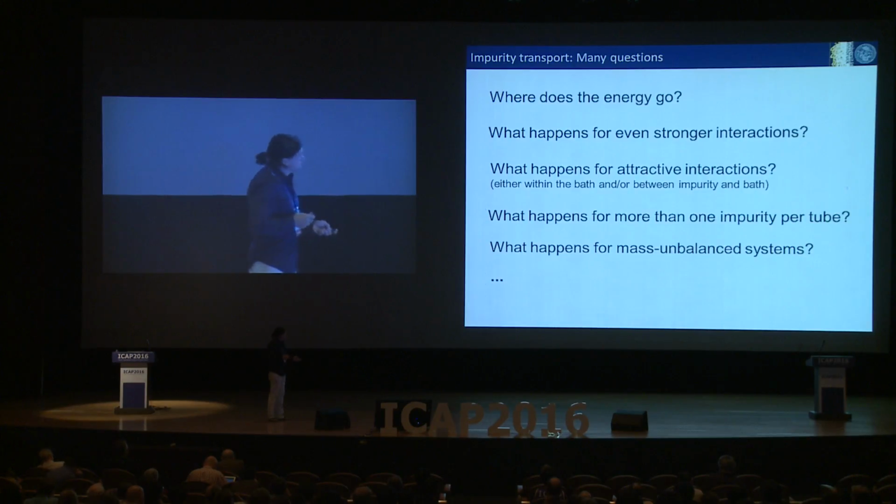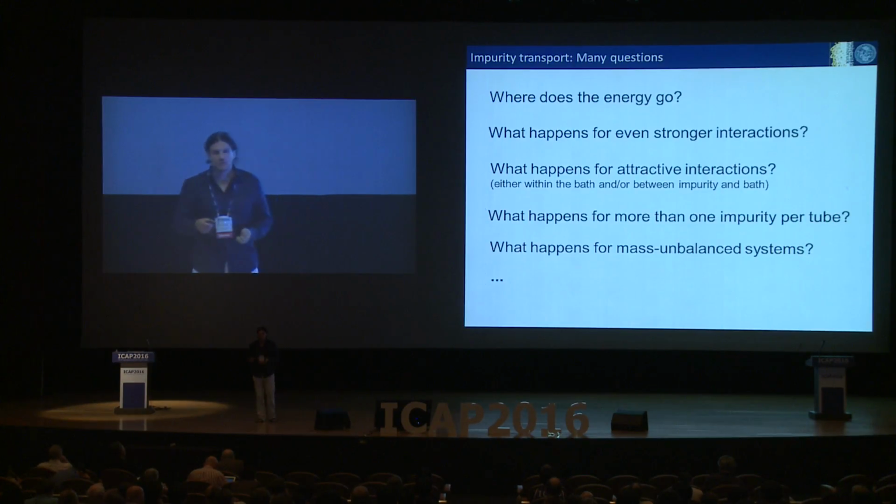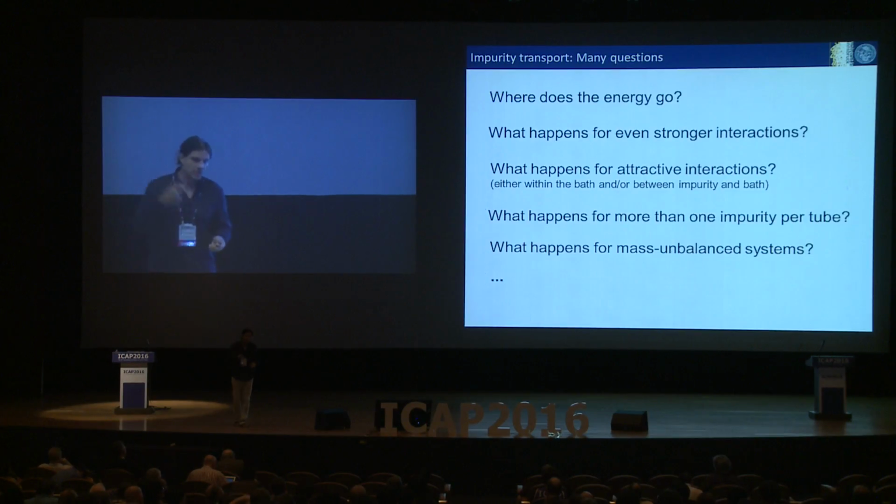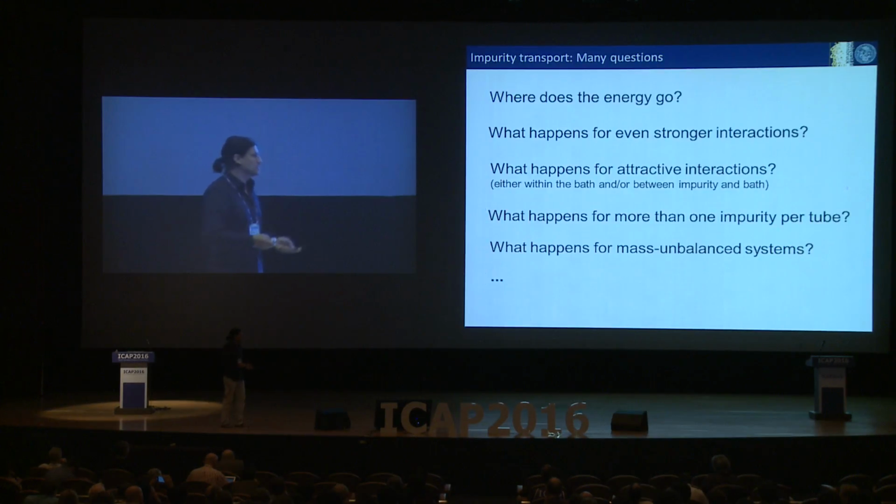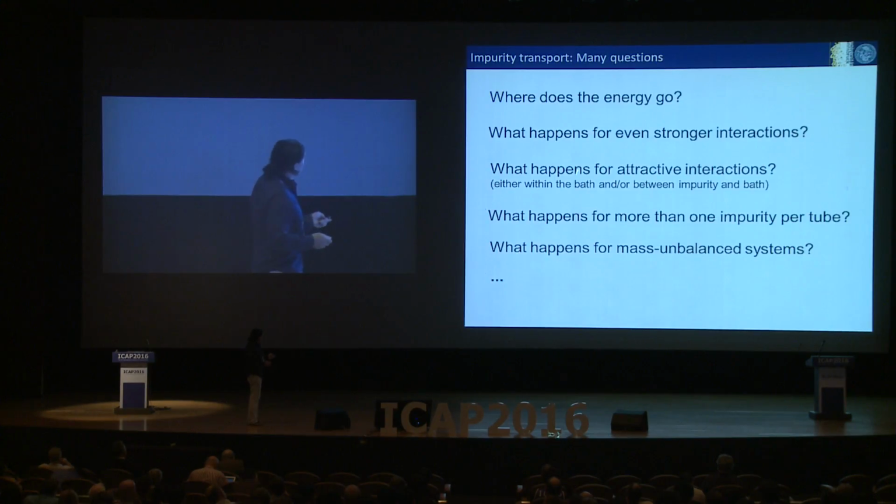So now, there are many questions, yeah? So first of all, when you do Bloch oscillations, you know where the energy goes, yeah? You have stimulated emission, you actually redistribute photons between the lattice beams. Here we don't, so where does the energy go? Well, it has to go somewhere in the system, the energy due to the forcing, yeah? What happens for even stronger interactions? That's an open question.